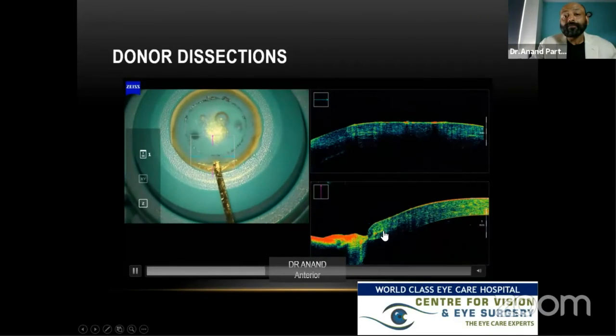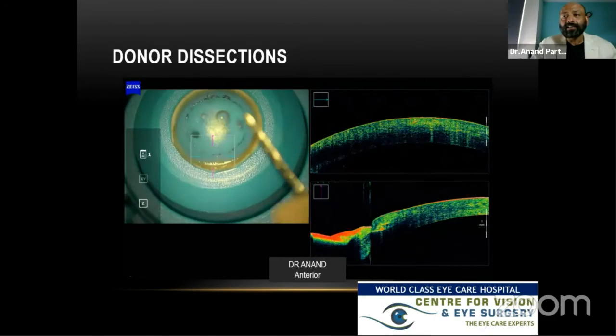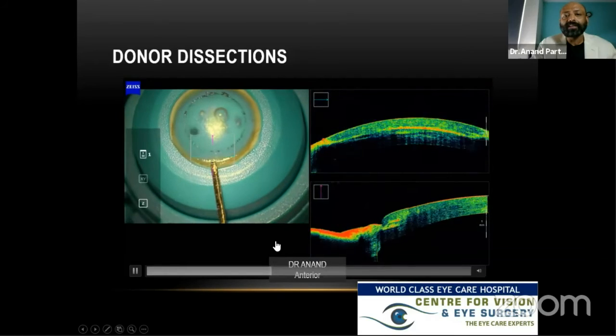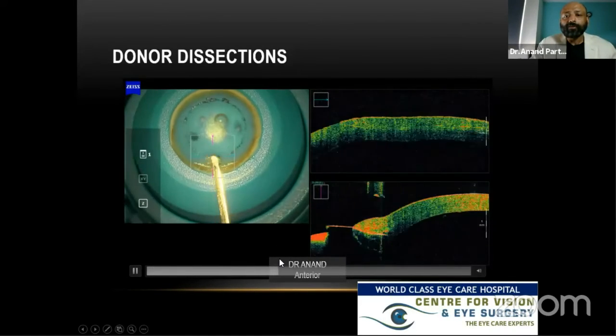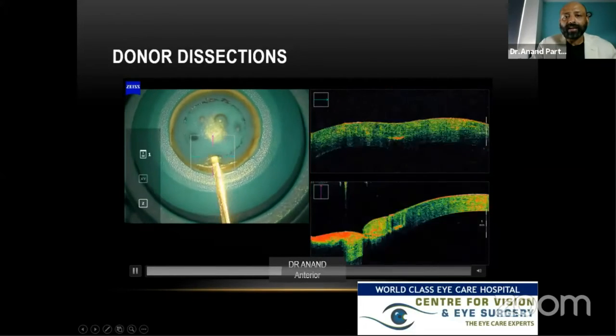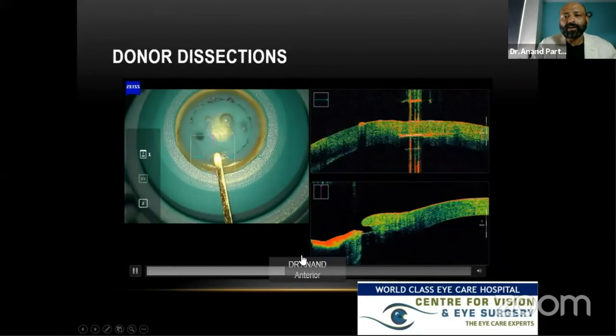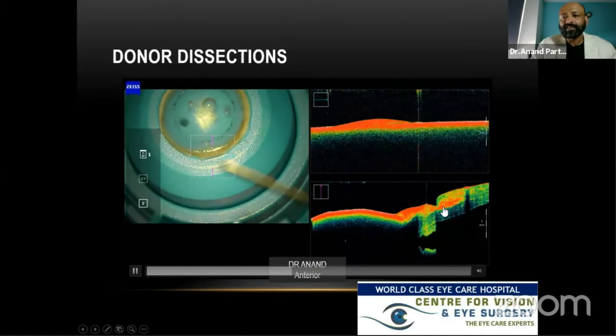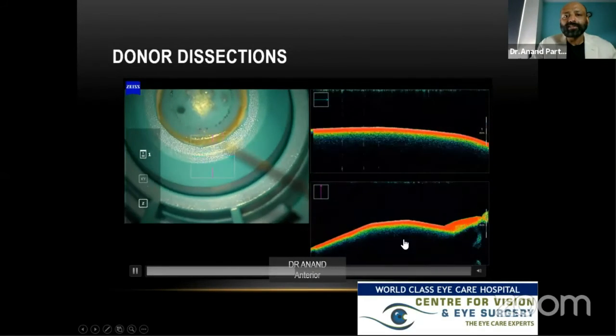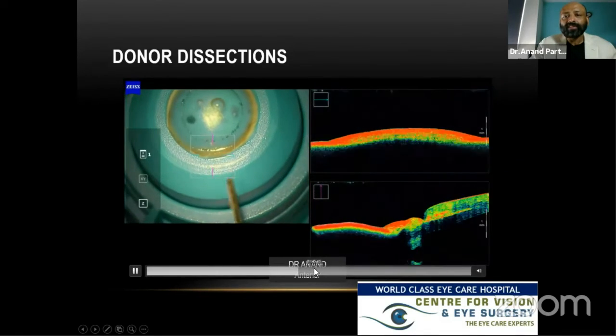And then we decided to go deeper because I need at least about 80, 90% of the anterior stroma for a keratoconus patient. So we finally went deeper again, and then I started the dissection. Now you can make out that you got three levels of dissection: the first, second, and the third. Third is the longer one, if you can make out on the OCT. So this is what I wanted.